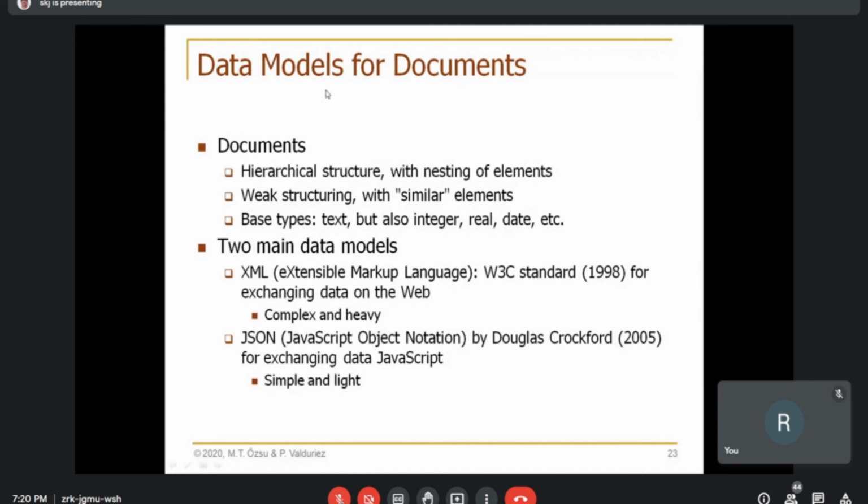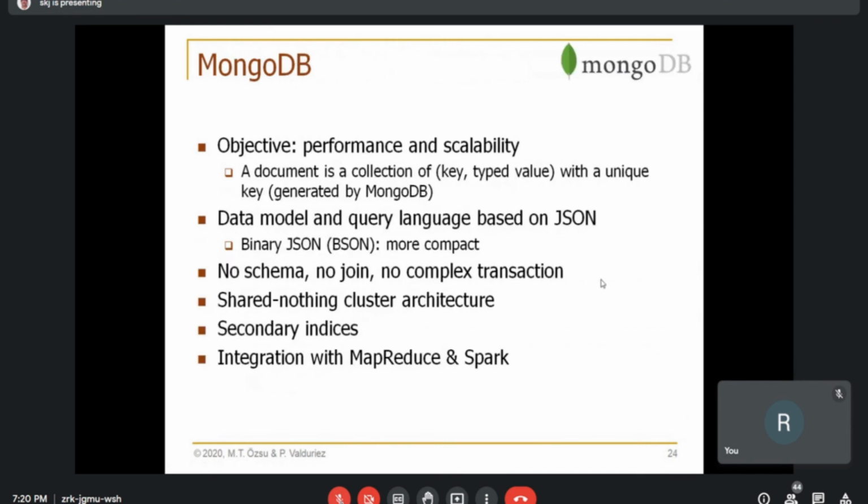XML, extensible markup language, is a W3C standard from 1998 for exchanging data on the web, complex and heavy. JSON, JavaScript Object Notation, is simple and light. It came in 2005, earlier we had XML in 1998. MongoDB is one example of this one.